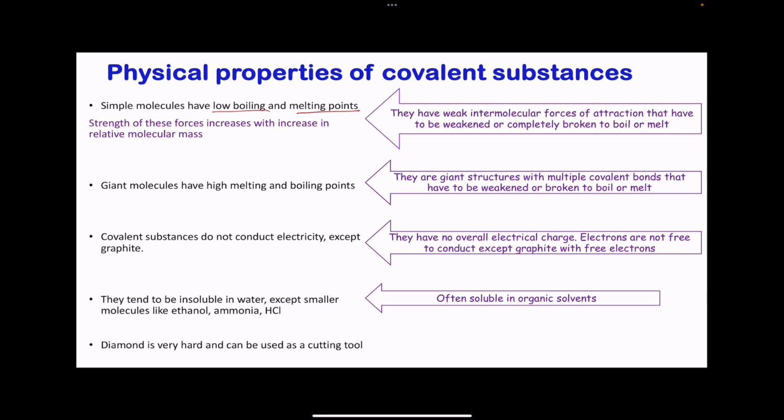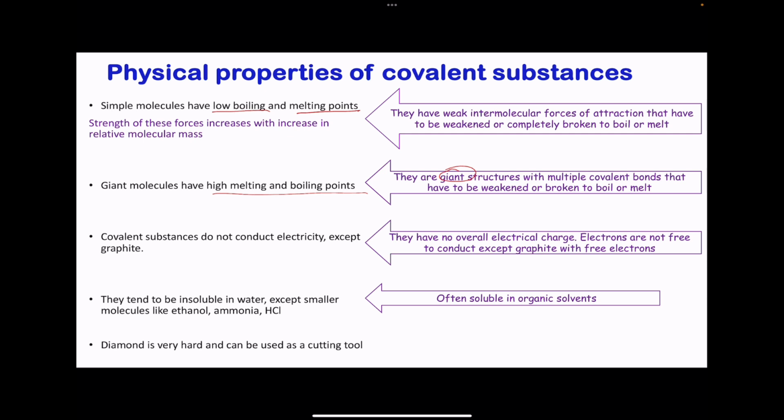When we go to the giant structures, these have high melting and boiling points, and this is because to melt them we need to break the covalent bonds, and those covalent bonds are stronger and they are many because the structure is giant. So a lot of energy is required to break or weaken some of those bonds in order to melt or to boil, so a higher boiling point is going to be observed.